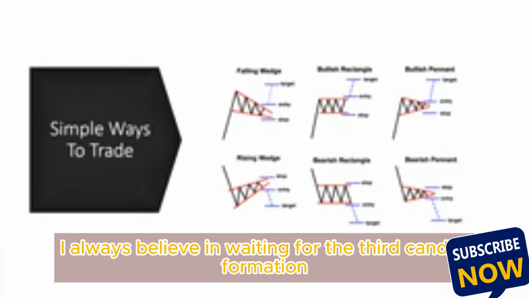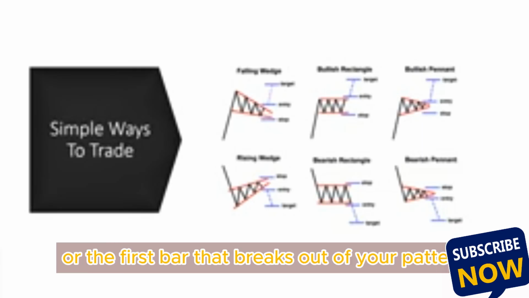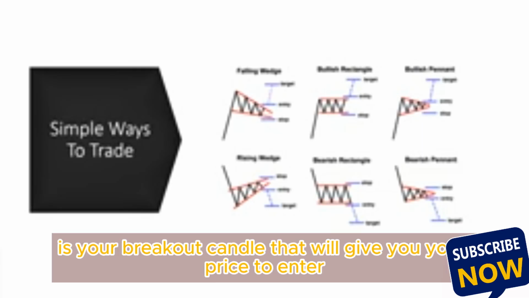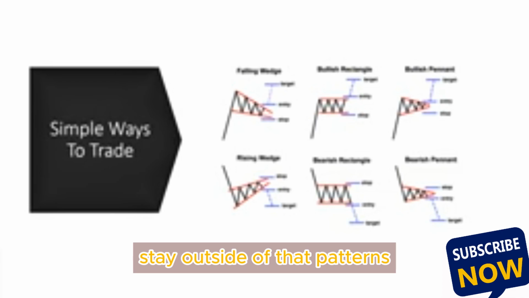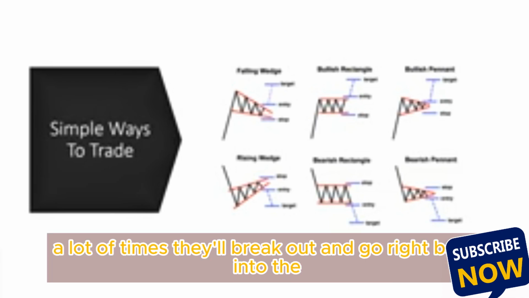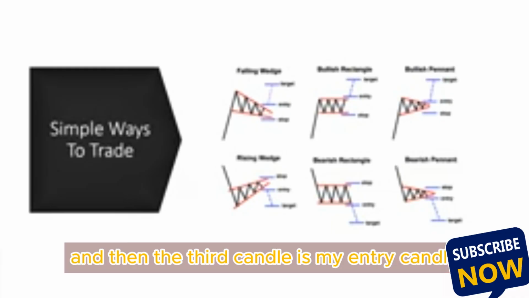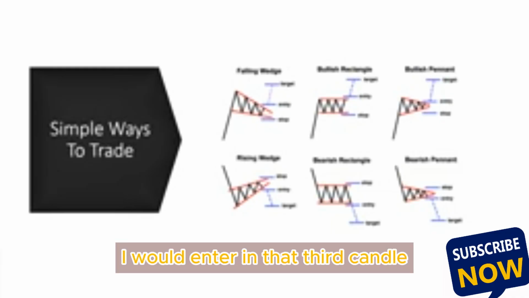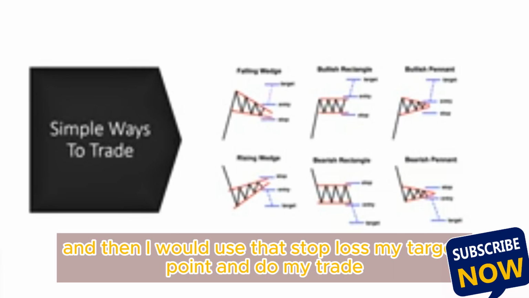And I always believe in waiting for the third candle formation. The first candle that breaks out, or the first bar that breaks out of your pattern, is your breakout candle. That will give you your price to enter. The second candle would be my confirmation. It needs to stay outside of that pattern, because a lot of times it'll break out and go right back into the triangle or the pattern. And then the third candle is my entry candle. I would enter in that third candle as soon as that price hit that entry point. And then I would use that stop loss, my target point, and do my trade.